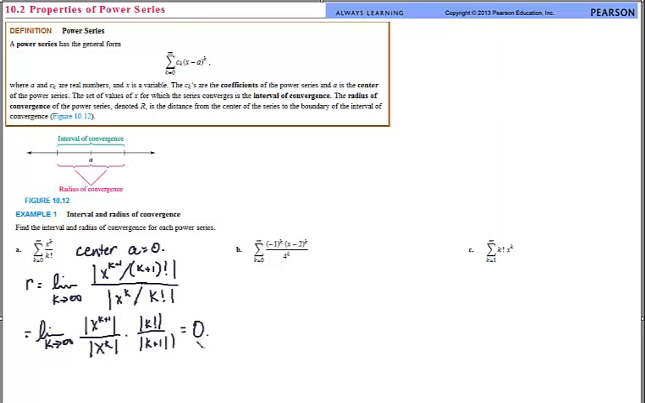Alright, so my limit here is 0, so this power series is going to 0, which tells me that the radius of convergence on this is going to be infinity, and on either side the interval is going to be going to positive to negative infinity. So the interval is then.